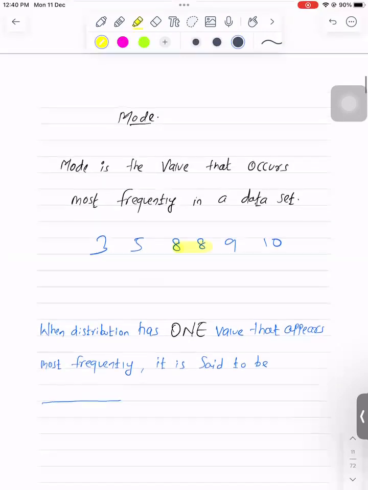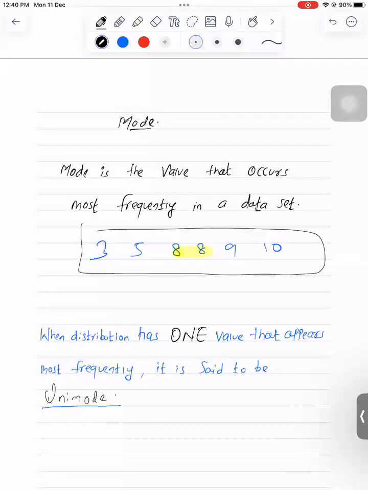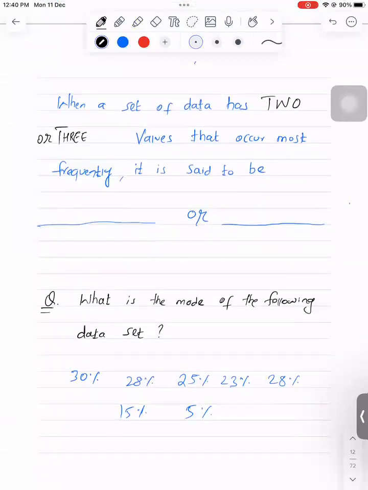Now whenever a data set has only one value which is appearing more frequently, then that type of distribution is known as a unimode distribution. Okay, unimode data set. When one value is repeating, like here in this data set only one value 8 is repeating, so this is unimode. Okay, when a set of data has 2 or 3 values that occur most frequently, then it is known as bimode. When 2 values are repeating, it is known as bimode. And when 3 values are repeating, then it is known as trimode.